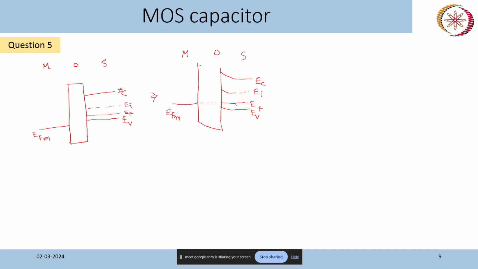The oxide also, the bands will bend like this. Now you can see there, because there is band bending, there will be an electric field. Whenever there is band bending in any band diagram, that means there is an electric field. If the bands are flat, there is no electric field.